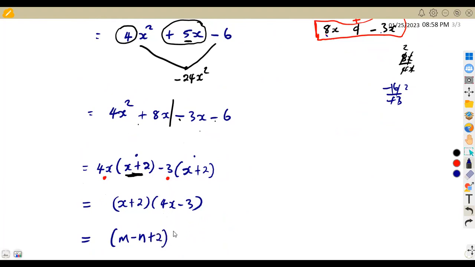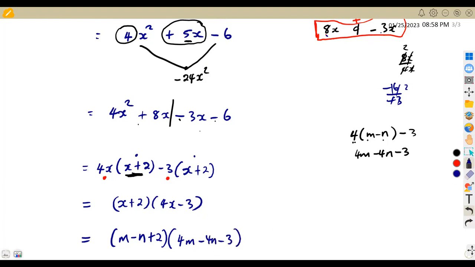You do the same on this part. This is 4x. Take note, 4x means 4 into x, which is our x, which is m minus n. Whatever you get here, we subtract 3. So it's 4 times m, which is 4m, 4 times minus n, which is minus 4n, minus 3. So this is what you're going to have in this bracket. That is going to be 4m minus 4n minus 3.